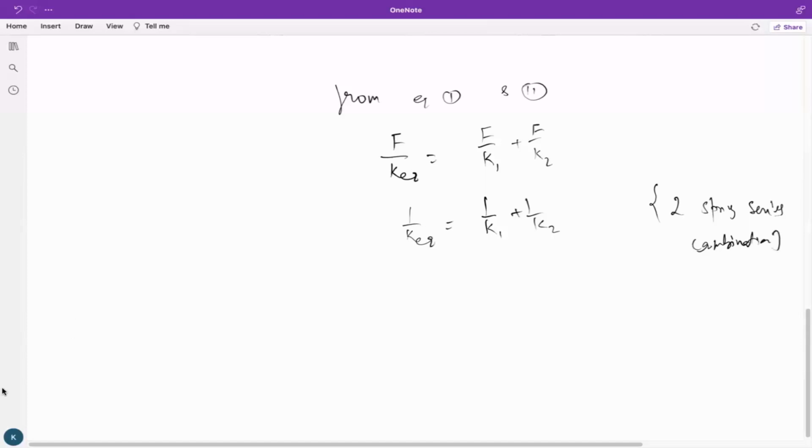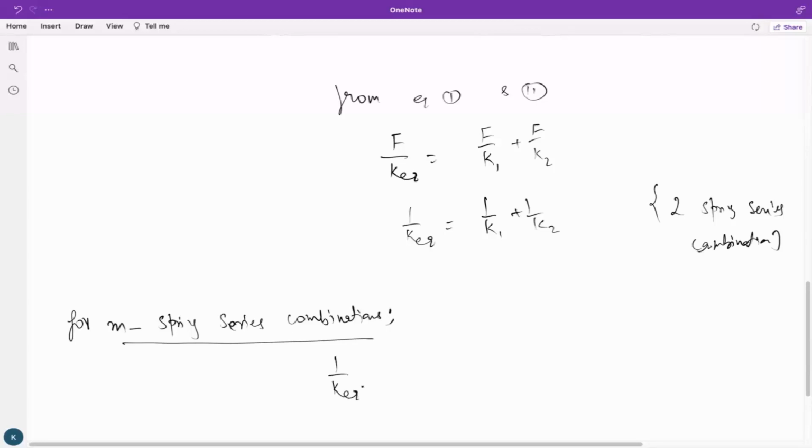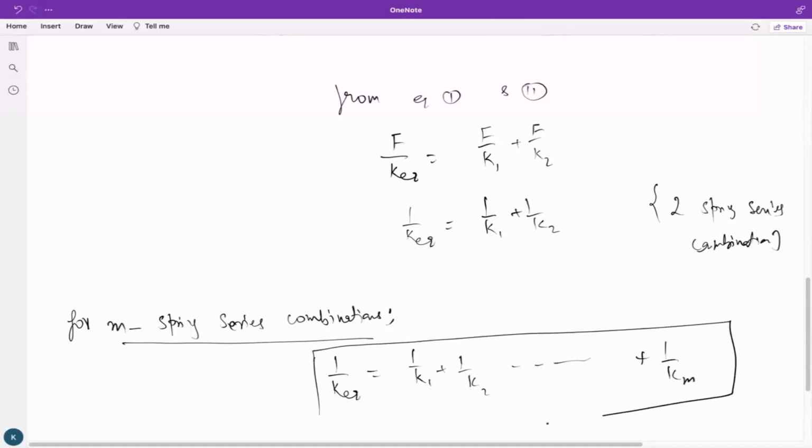What if for N or M spring series combinations? So what I have to do here? Let me tell you. 1 by K equivalent is equal to 1 by K1 plus 1 by K2 dot dot dot up to 1 by Km. So this is the general case, and this is the two spring series combination. I hope it will be clear to all of you.